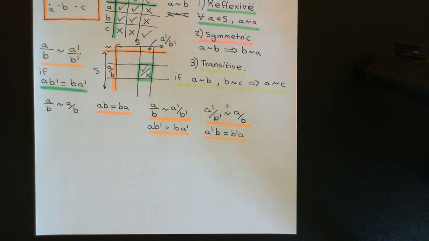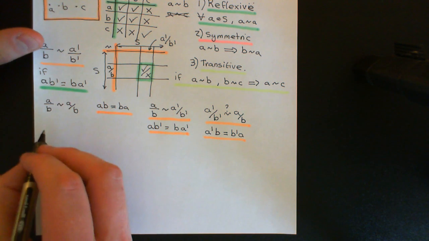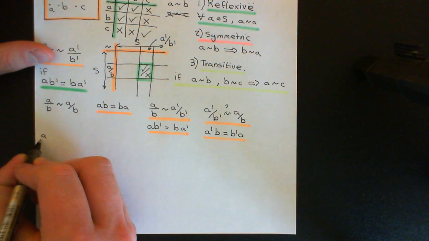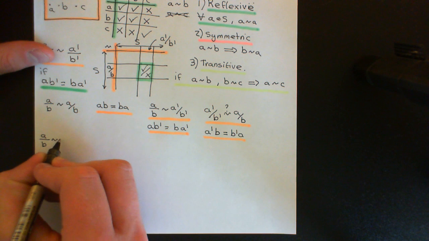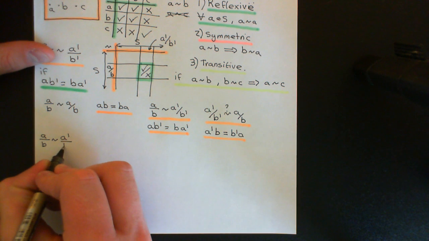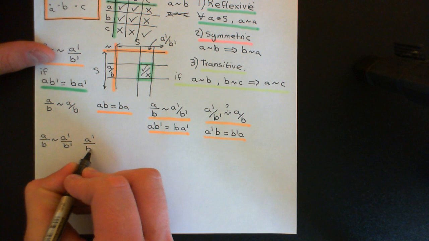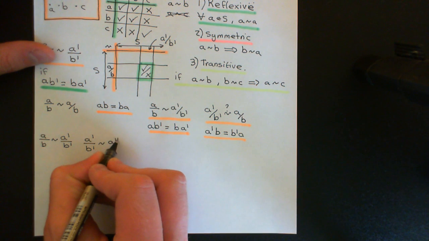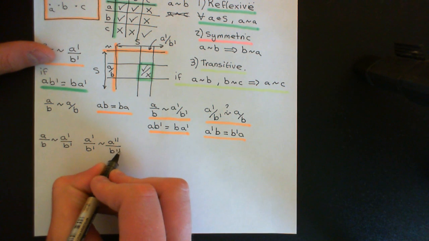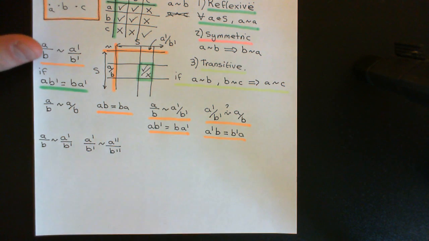Now transitivity. This is the most difficult one, but it's still not too difficult. If we have it the case that a over b is related to a prime over b prime, and we also have it true that a prime over b prime is related to a double prime over b double prime, so these two things are true.